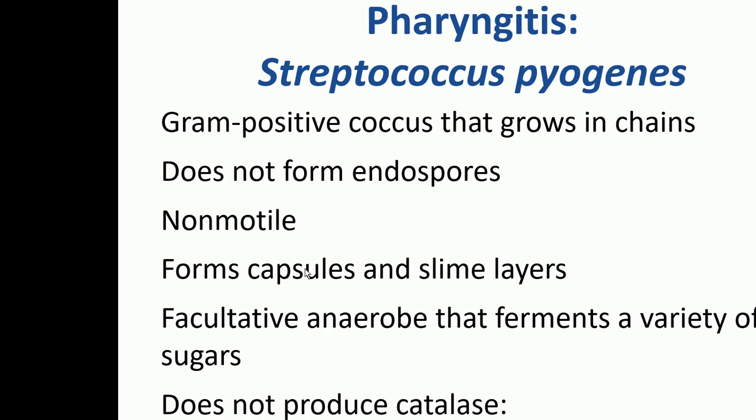Streptococcus pyogenes is the most common bacterial causative agent of pharyngitis. So I'm going to give you a few characteristics of this bacteria. It's a gram-positive coccus that grows in chains. They do not form endospores, they're non-motile, they form capsules, they are facultative anaerobes, and they do not produce catalase.